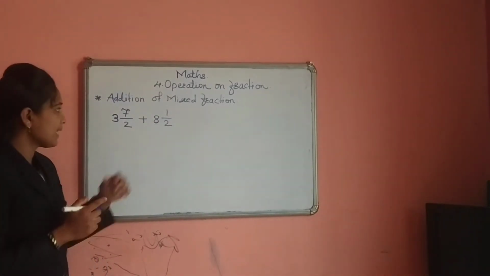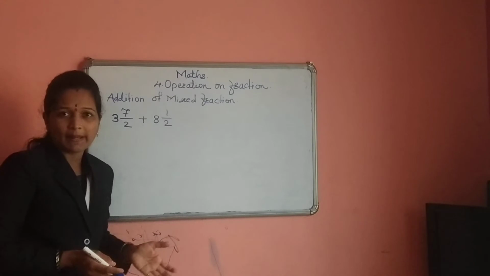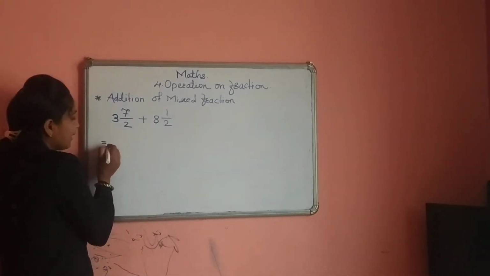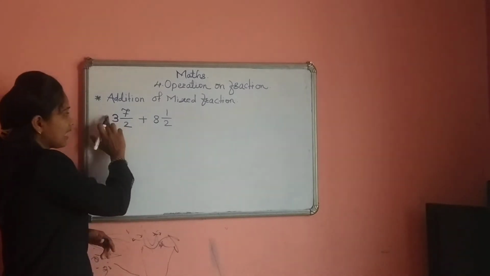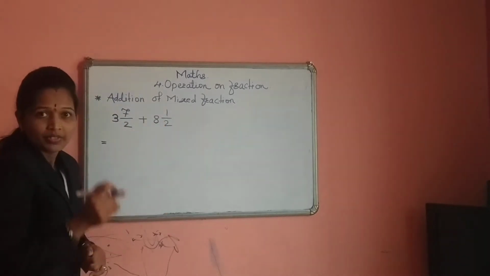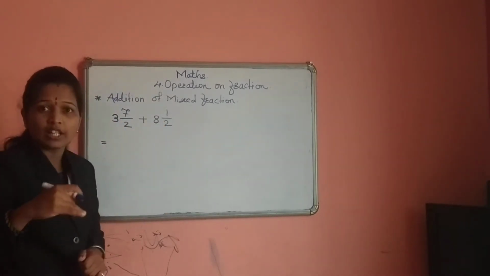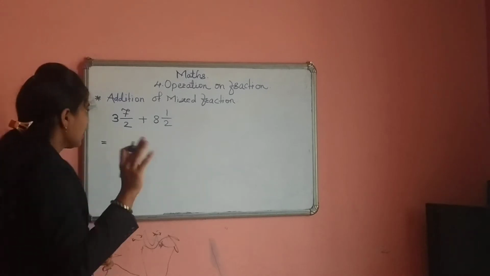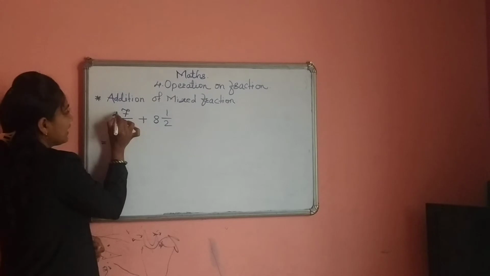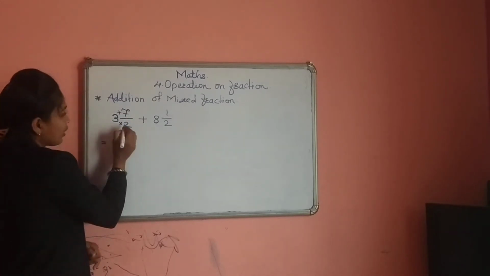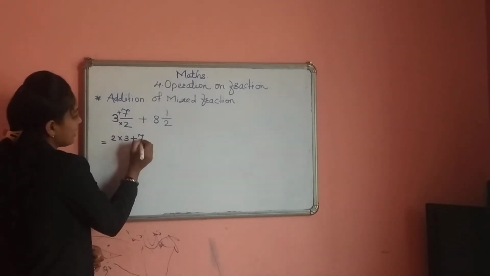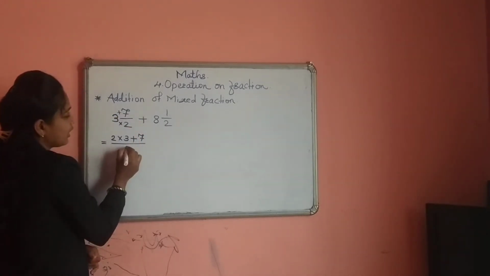If you observe, this is the mixed fraction, and how to convert this mixed fraction into improper fraction we have already learned. First of all, the example we have to write down. Suppose the example is written in this way: 3 7 upon 2 plus 8 1 upon 2. This mixed fraction we have to convert into improper fraction first. How to convert into improper fraction? In this two number multiplication is there, and in this two number addition is there. So write down 2 multiplied by 3 plus 7, and the denominator is the same, that is 2.